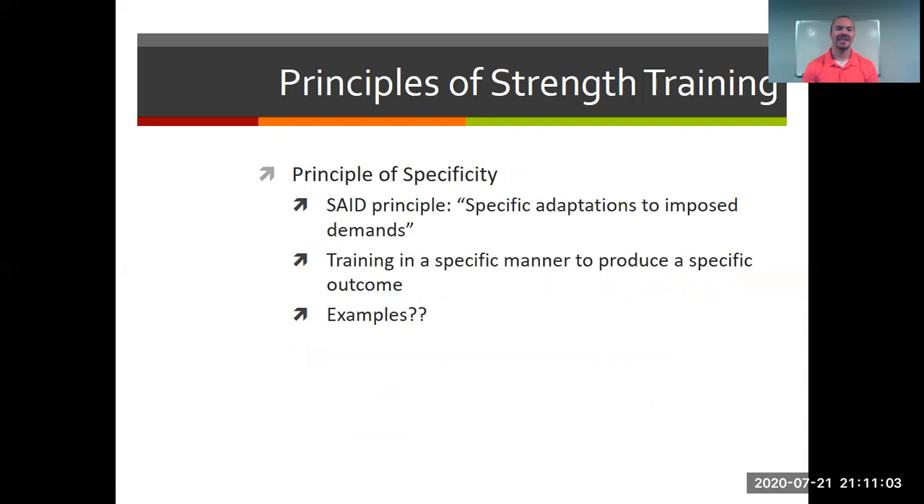Principle of specificity, aka the SAID principle. And our SAID principle indicates that specific adaptations to imposed demands occur. So if I haven't been to a batting cage in years, which I haven't, if I went tonight, I'd probably get some calluses on my hands because I'm not used to it. My hands aren't used to that activity.